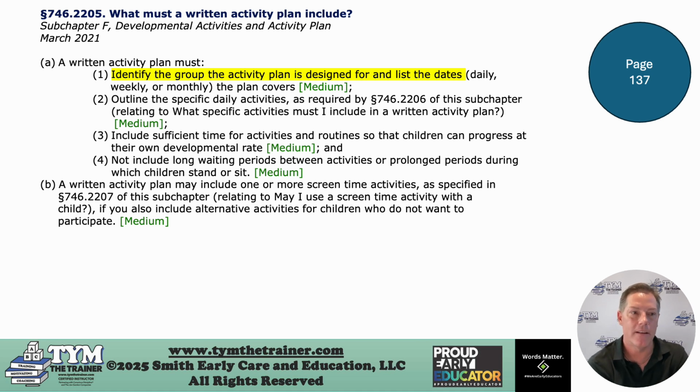Make sure that you identify the group that the activity plan is designed for and the dates that it's designed for, whether it's a daily, weekly, or monthly activity plan. That needs to be included. One of the most common deficiencies here is that you have an outdated activity plan posted outside of your classroom. Make sure you've got a good process in place for making sure that these stay current.